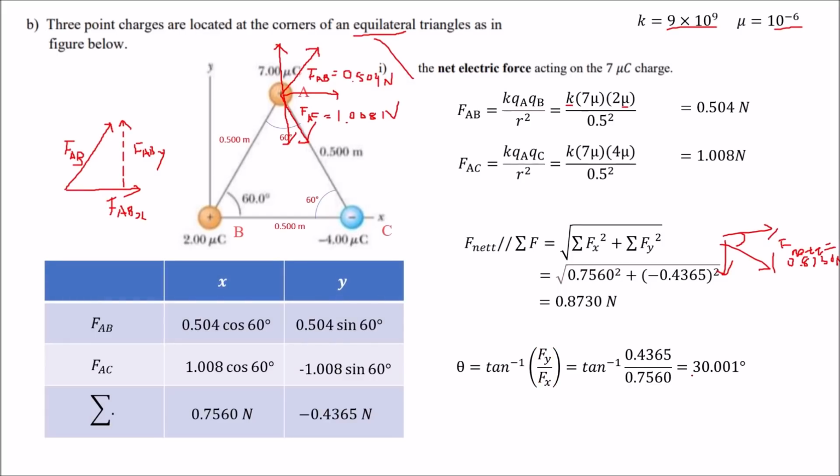Put in the value, we get 30 degrees, but remember it is downward, so it will be 30 degrees downward. And we have to be even more specific, because below the x-axis can also mean on the negative side. So you have to say 30 degrees below the positive x-axis. The final answer will be 0.8730 Newton, 30 degrees below the positive x-axis. Let's move on to the next question.